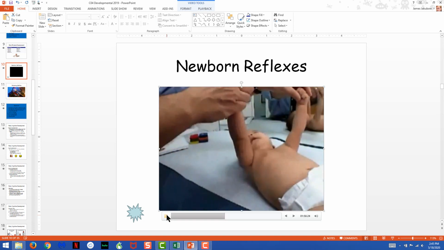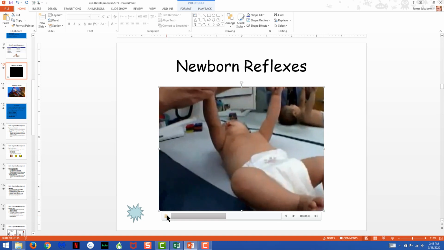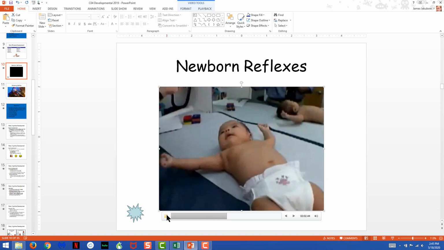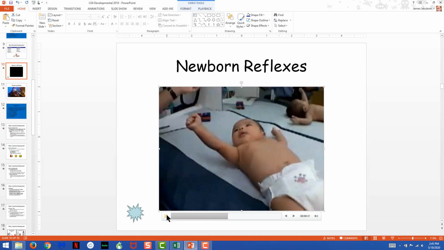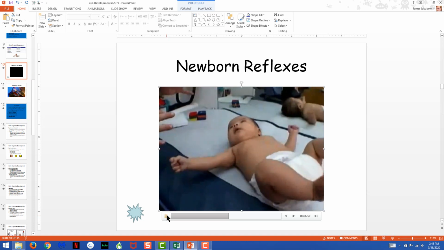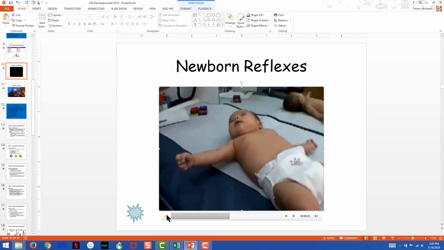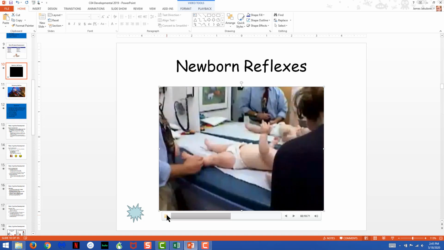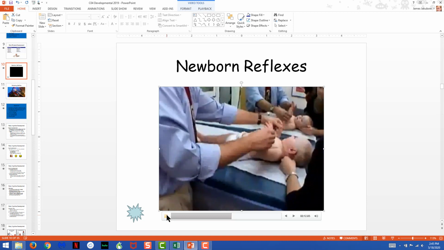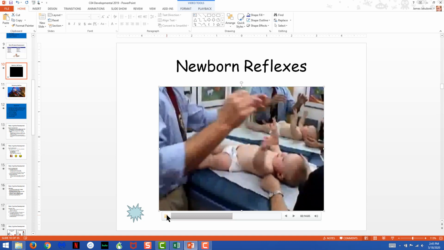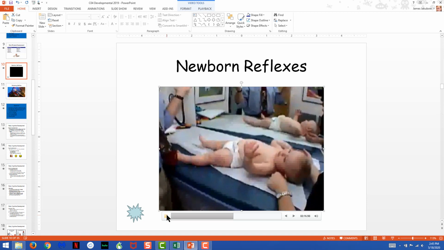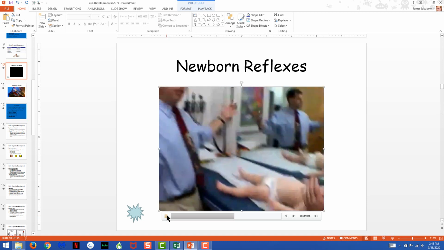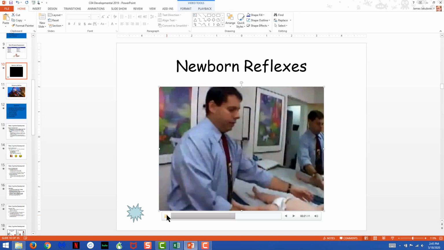The Moro reflex, which should be fully present at birth, begins to disappear at around 5 months of age. Jessipina, who is just 2 months old, has already begun to lose the Moro reflex. Absence of the Moro reflex at birth or reappearance after the normal age of disappearance, approximately 5 months, may suggest damage to the central nervous system.